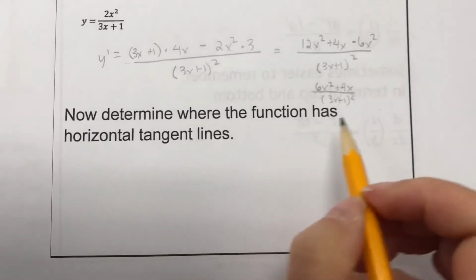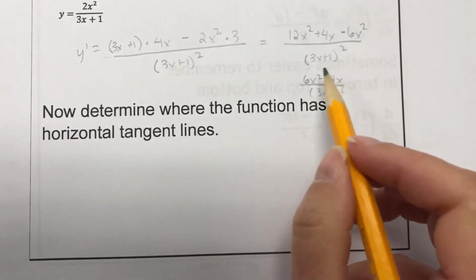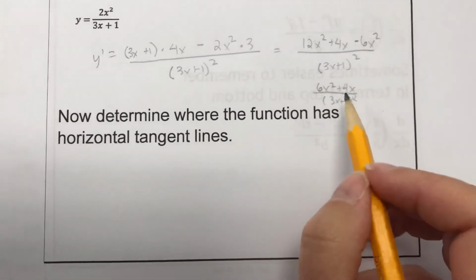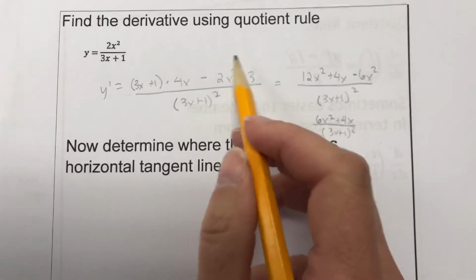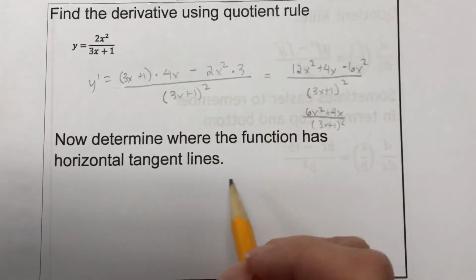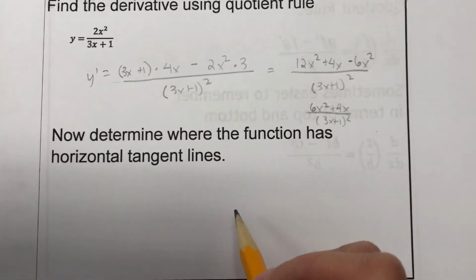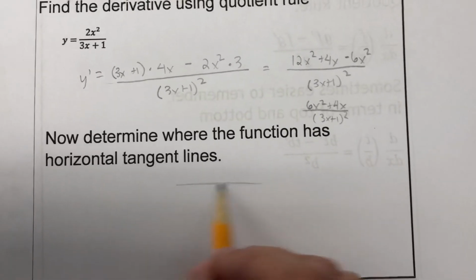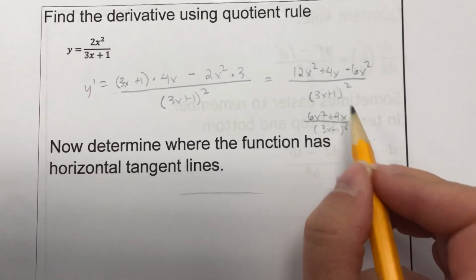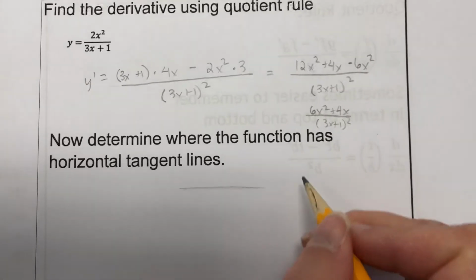Now you're trying to determine where this function has horizontal tangent lines. This is just a little application of something you might do when you're taking a derivative. You can tell when a function has horizontal tangent lines. Doesn't that mean the slope is 0 when the tangent line is horizontal? So you really just want the derivative to equal 0.